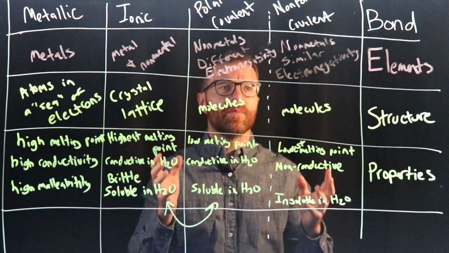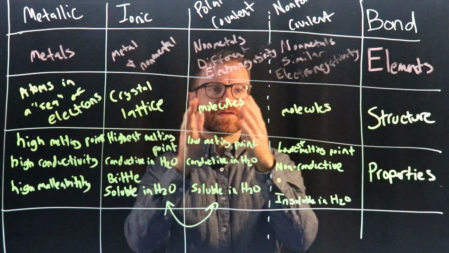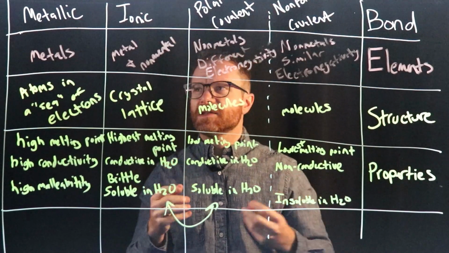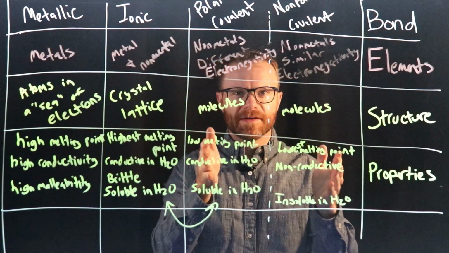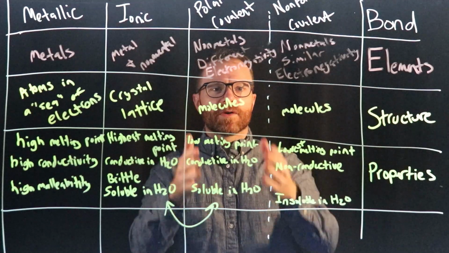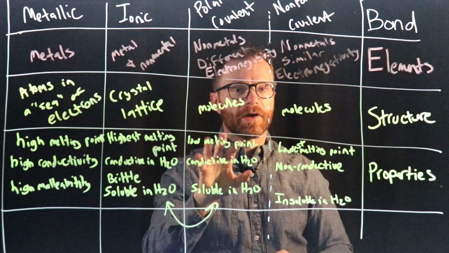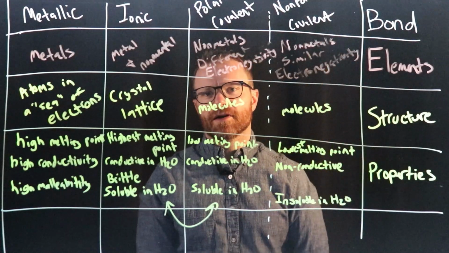So all of our chemical compounds out there, we can sort into these 4 categories. In reality, it's kind of like 3 categories, right? Metallic, ionic, and covalent. But I like to break it into 4 because as we can see, there's actually quite a lot of differences between polar covalent compounds and non-polar covalent compounds.